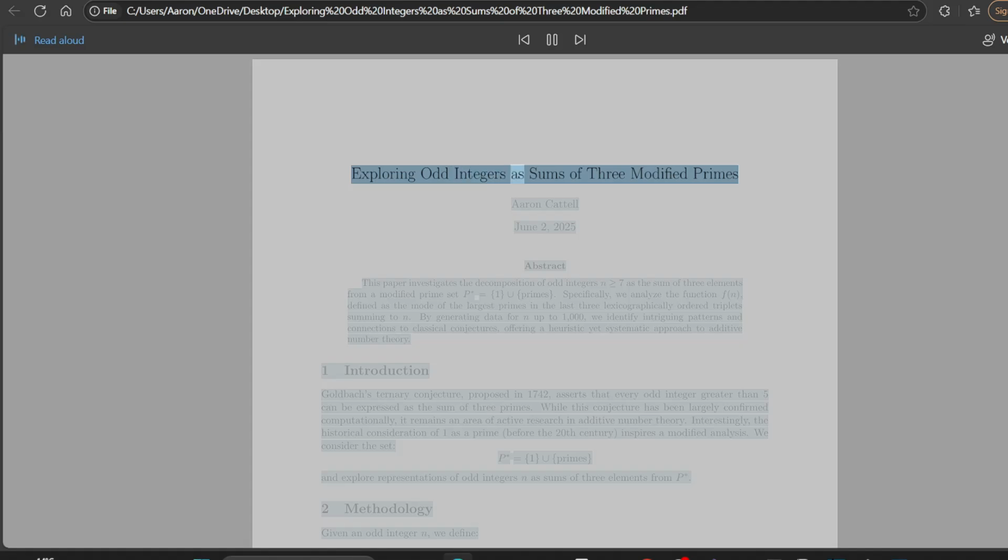Exploring odd integers as sums of three modified primes. Aaron Cattell. June 2, 2025. Abstract.